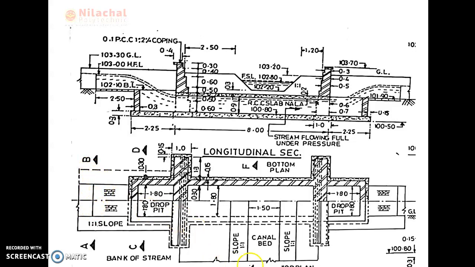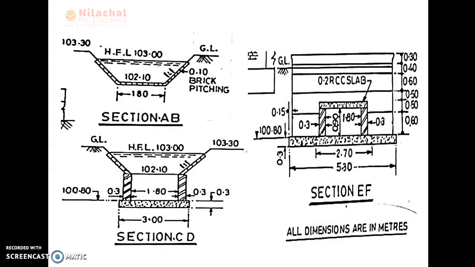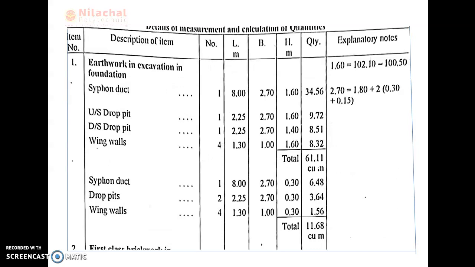And here the EF part is also shown, which is the siphon top part. The wing wall part is also shown here. For the length and breadth of the siphon top, we can follow the EF section. So these clearly indicate the breadth and height of section AB, section CD and section EF. After that we go through the calculation part.